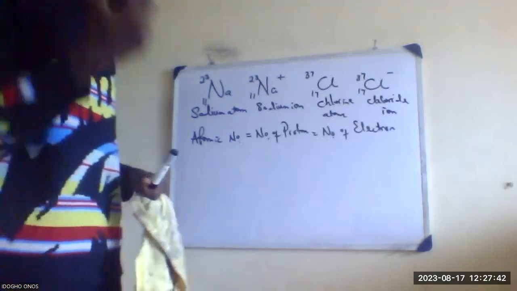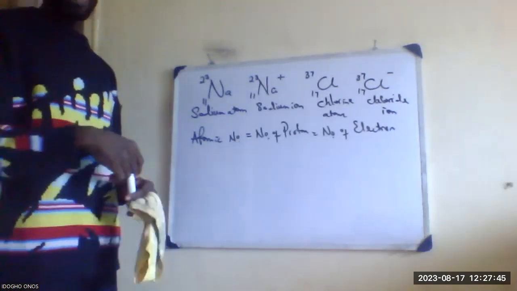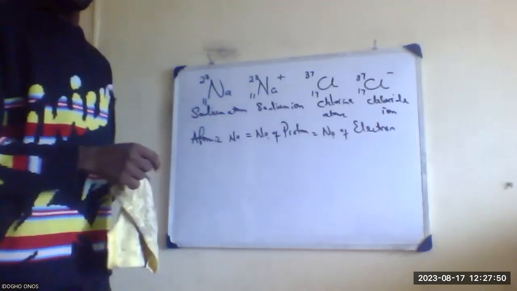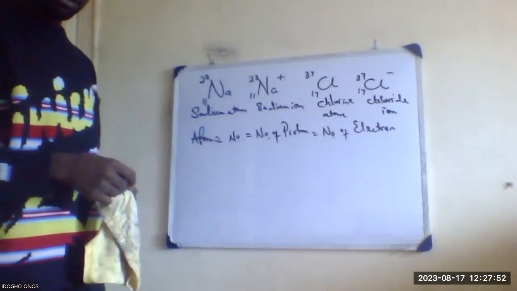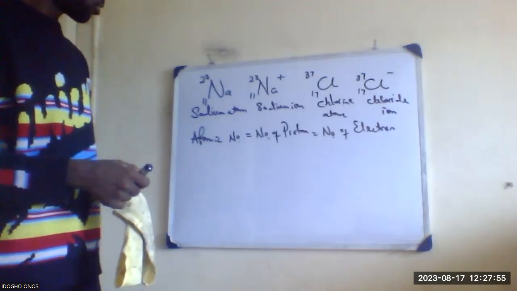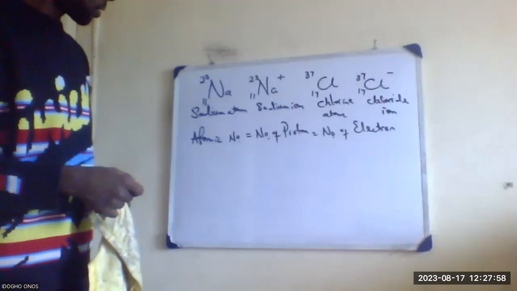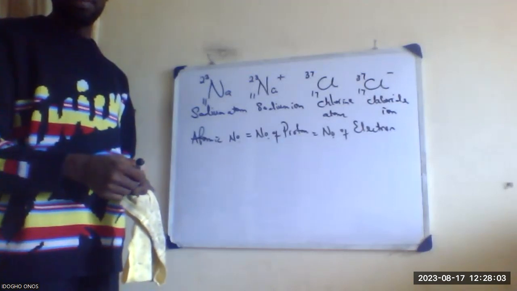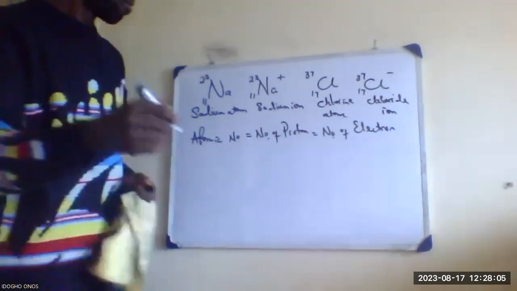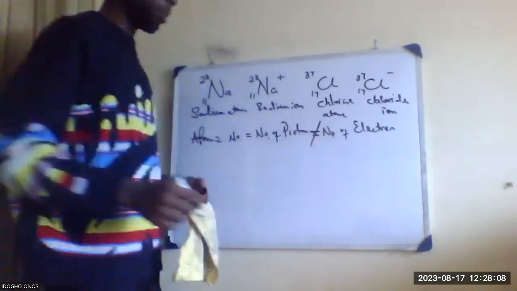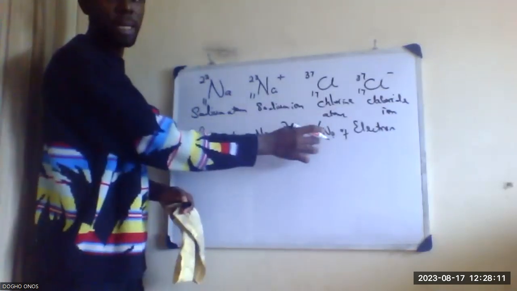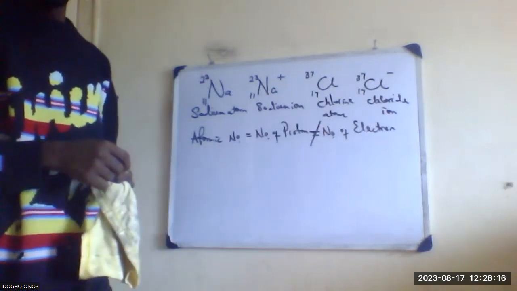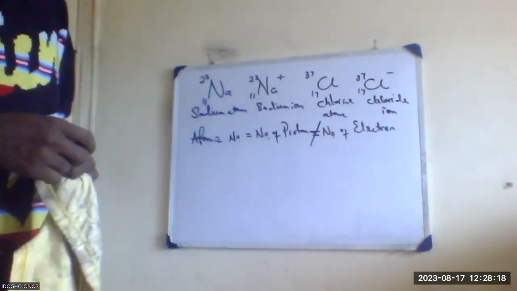It's a very short class. We'll soon round up now. There's no long story here. This statement will not be true if it is an ion. If it's an ion, the only thing that is correct is that atomic number is equal to number of protons, but not equal to number of electrons. I can cancel my equals sign here.